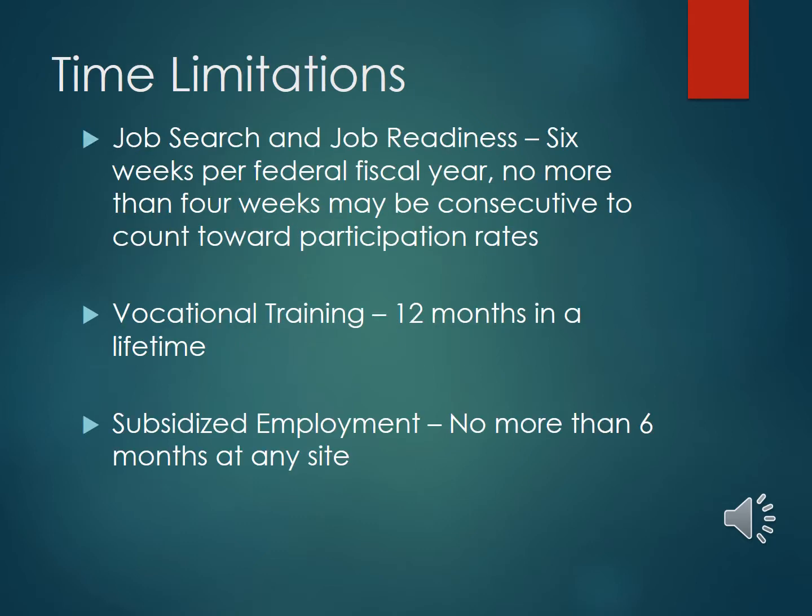There are limitations to several activities. For example, job search and job readiness can be no more than 6 weeks per federal fiscal year and no more than 4 weeks consecutive to count towards participation rates. Vocational training can be no more than 12 months or 365 days in a lifetime, and subsidized employment no more than 6 months at any site.